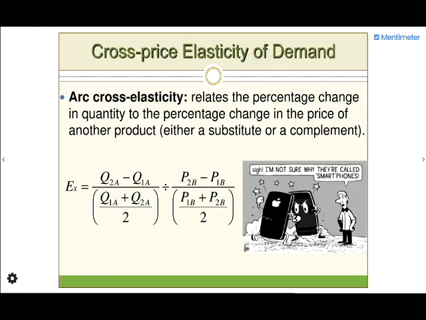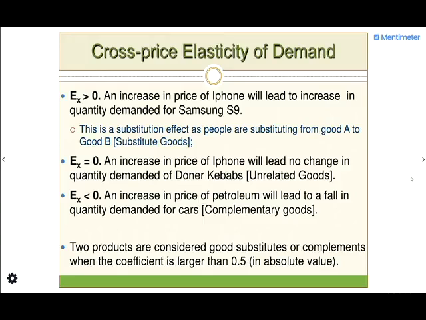Here's a nice rule for distinguishing between what the complements are and what the substitutes are. If, let's say, the cross-price elasticity is greater than 0, notice that here the sign of the elasticity measure is important. If it's positive, an increase in the price of iPhone, let's say, will lead to an increase in the quantity demanded of Samsung S9 or S10. So there's a positive change in the quantity demanded of S10 because iPhone XR is quite expensive now. The price rose by a higher magnitude. If the cross-price elasticity is positive, the two goods A and B are usually substitutes.